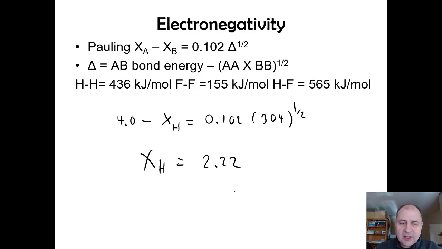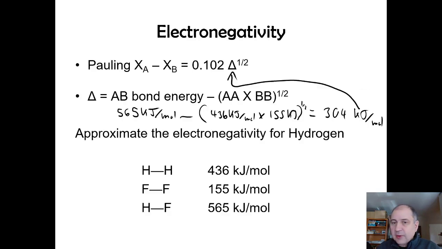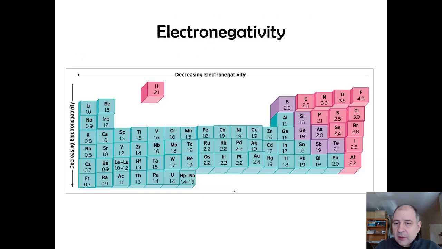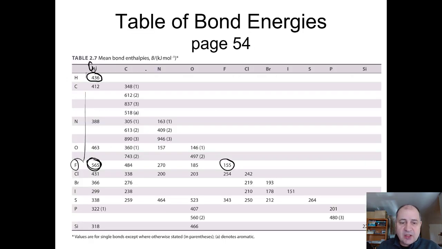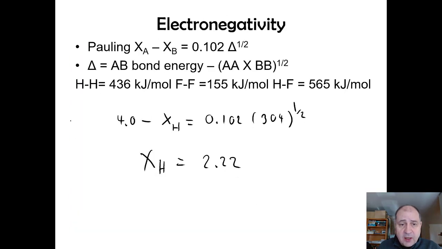I think the chart we looked at had 2.1. I'll go back real quick. Yes, 2.1, so it's in the right ballpark. Again, this is just an estimation based on bond strength. You should be able to do that for bromine or for anything that's on this table. I've done nitrogen before, so it's not a very complicated formula.